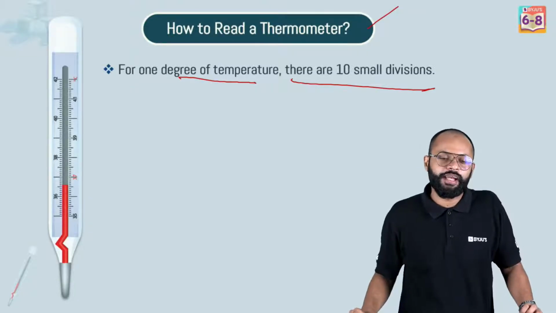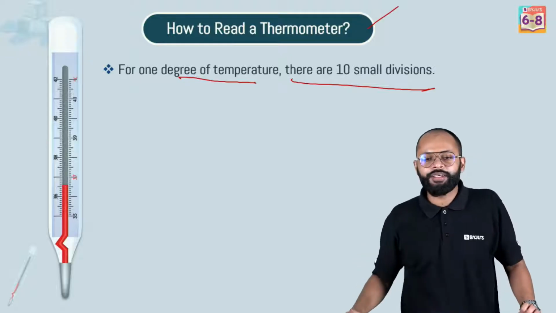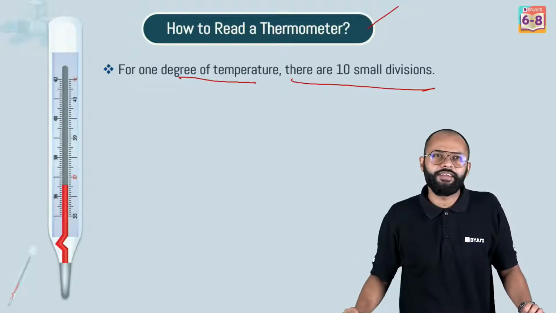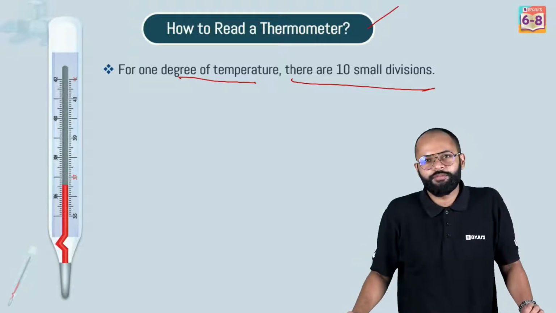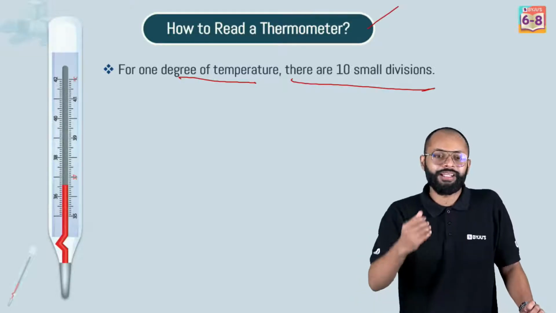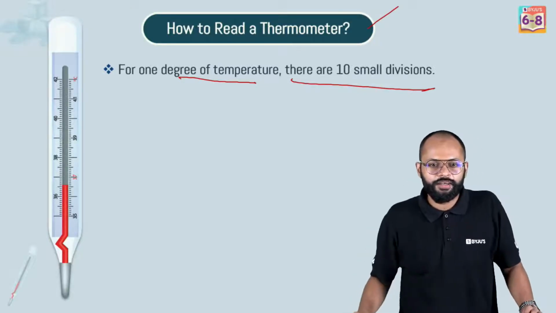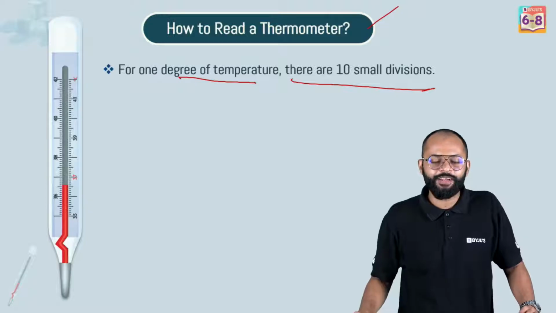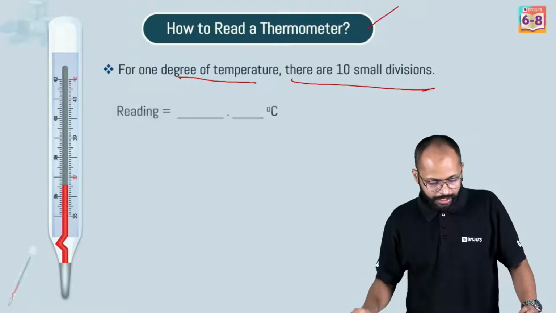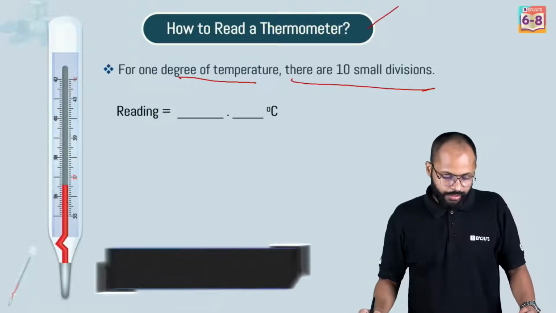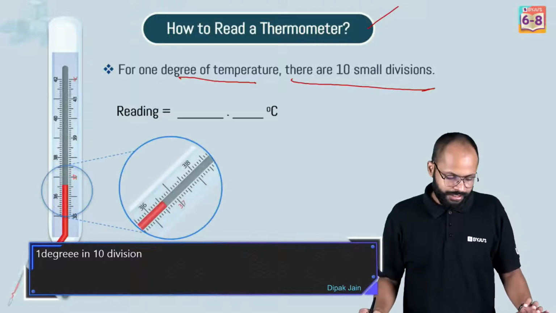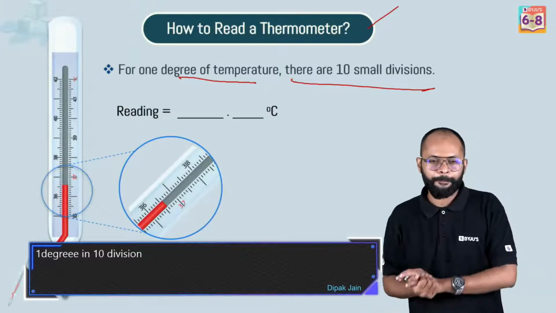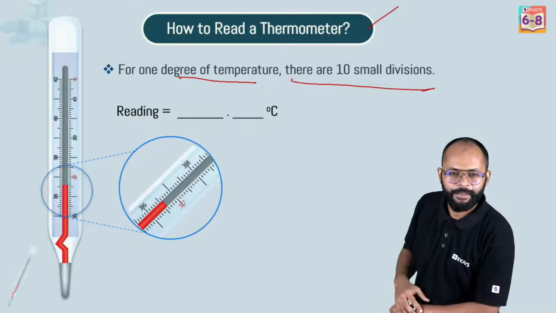But if body temperature goes too low, it means you have no life in you. So that's one thing. Yes, Aharshi, you're also right. 1 degree is 10 divisions over there. The reading. Now, can you tell me how much is this reading? Yes, tell me.